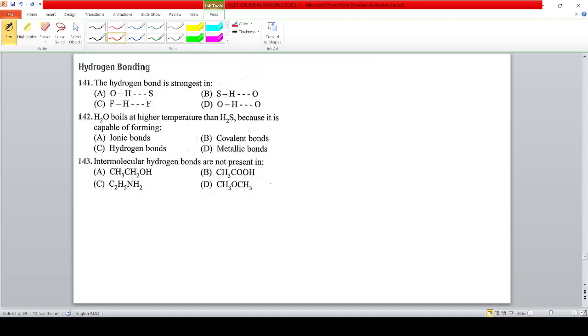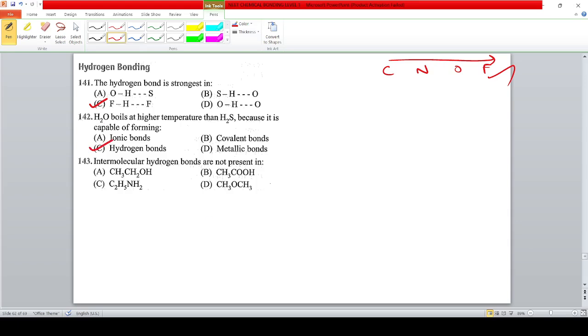141. The hydrogen bond is strongest in which case? Strongest in case of fluorine, because fluorine is the most electronegative atom. So carbon, nitrogen, oxygen, fluorine goes in this way. So this fellow is the most electronegative species and he will form the strongest hydrogen bond. 142. Water boils at a higher temperature than H2S because of the capability of forming hydrogen bonds. Water forms better hydrogen bonds.